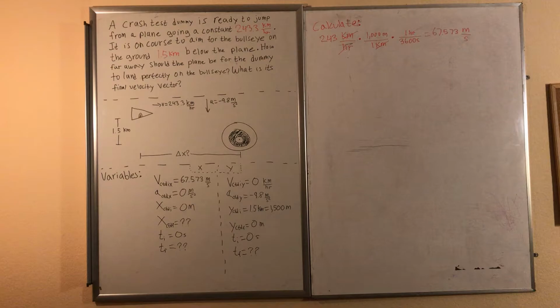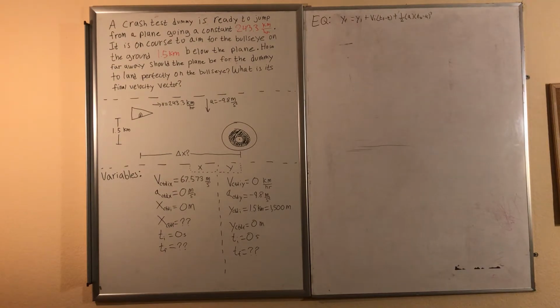Now for our equations, we are looking for the distance in the x, but cannot quite solve it yet as we need a time final. So with the y components, we can find the time using y final equals y initial plus velocity initial times time final minus time initial plus 1/2 times acceleration times time final minus time initial squared. With the equation, we need to find time, so it's time to calculate.